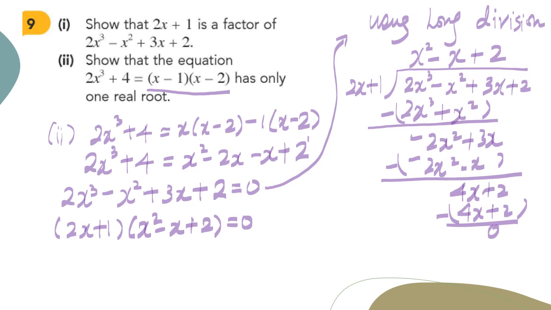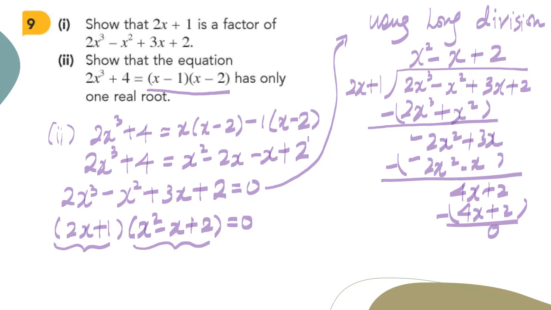Alright, so the question asks to show that the equation has only one real root. That gives you a hint that the real root will have to come from this factor 2x plus 1. So in other words, this quotient here will have no real roots. Okay, so there are two ways of doing it. Either use the quadratic formula to show that there's no real solutions, therefore no real root, or you can use the discriminant, find the value of b squared minus 4ac and show that it has a negative value. Alright, so this is what we're going to do.